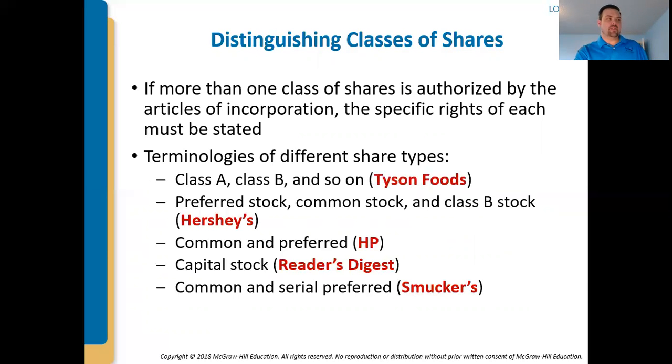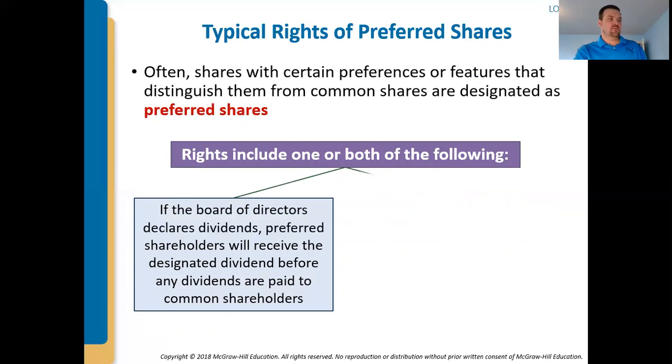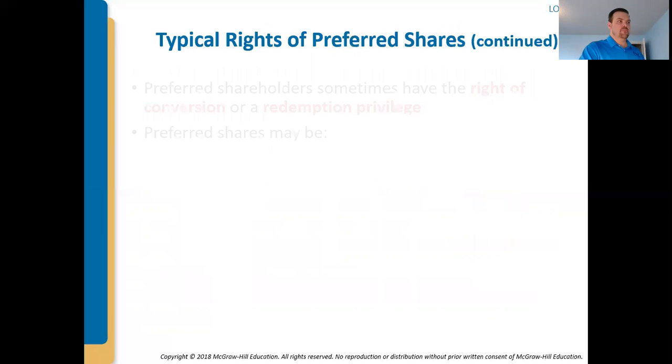Preferred and common are kind of the main two we talk about. Usually the differentiation is between preferred and common shares. So preferred shares usually include one or both of the following. If the board of directors declares dividends, preferred shareholders receive the designated dividend before any dividends are paid to common, which I mentioned earlier. Preferred shareholders customarily have a preference over common shareholders in the distribution of assets in the event of the corporation dissolving. So preferred not only gets dividends first, they also get paid first in liquidation. They are paid before common shareholders are.